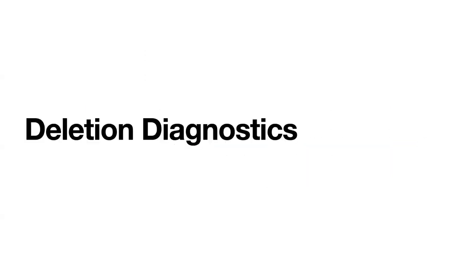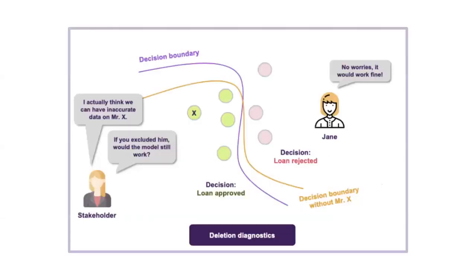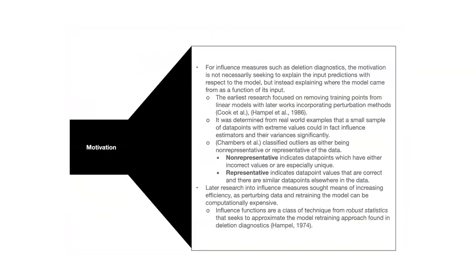Just to see another technique that's useful and to provide some more detail, there are deletion diagnostics. If you remember, deletion diagnostics referred to this aspect of the interaction between the stakeholder and Jane, where she was saying, suppose I have inaccurate data about Mr. X, what would it look like with respect to the decision boundary if you removed him? And Jane says that the decision boundary is fine to even remove Mr. X, right? But it can happen that if Mr. X is really representative, then the decision boundary could drastically change by removing him. And this should give you a hint how this works, right? Basically, the idea is to find representative data points that tell you how the model is working, okay?